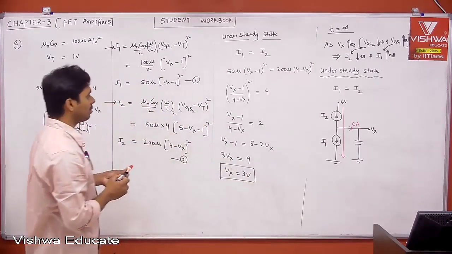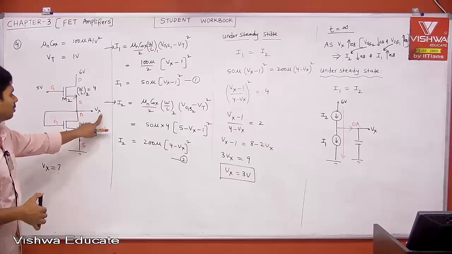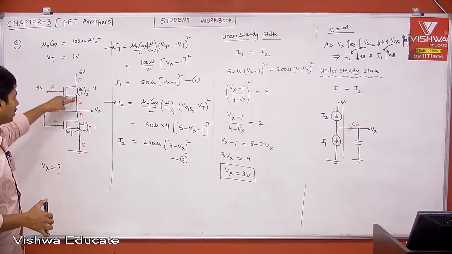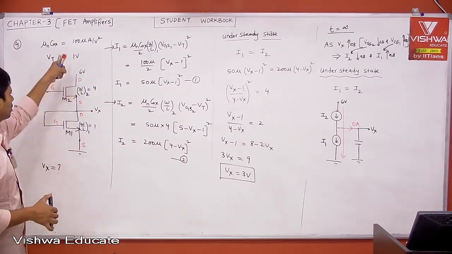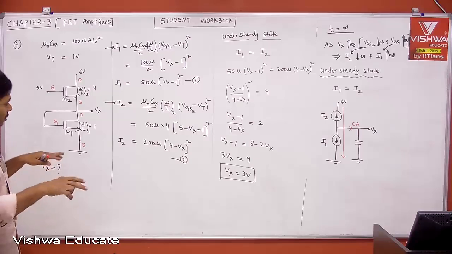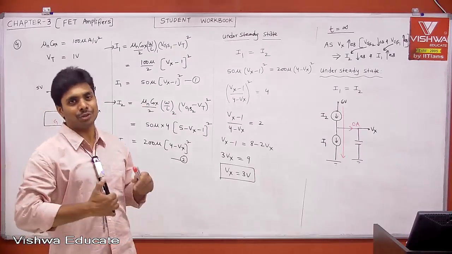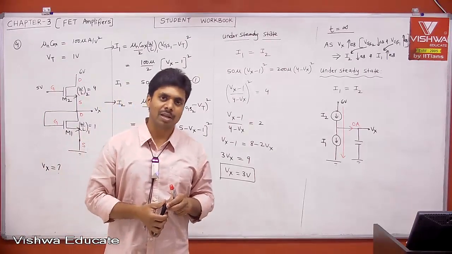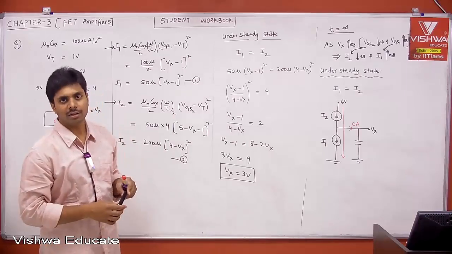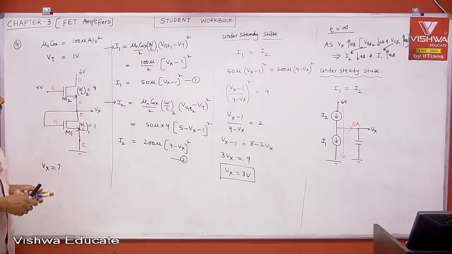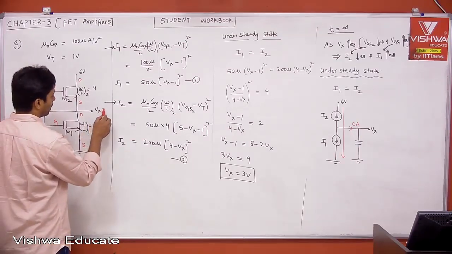Therefore, what is Vx now? When Vx is equal to 3 volt, whatever current you get from here, the same current is flowing. Therefore, you will see short circuit current. Then we don't need actually the capacitor, but we use the capacitor to get the answer. Got it? Everybody understood the procedure? Fine. Therefore, now the answer is Vx is equal to 3 volt.